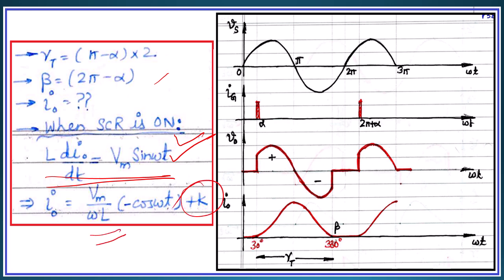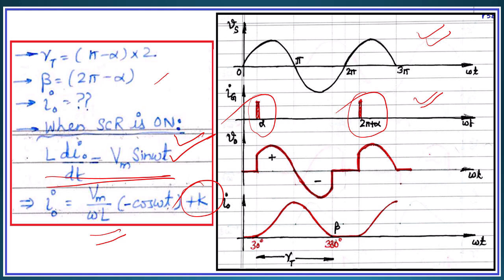We have already discussed the calculation of k in much detail in previous videos. Besides this, the waveform contains 5 different diagrams. Number one is the supply voltage waveform, which is pure sinusoidal. The next one is the gate pulse, which is given periodically, in the first positive half at angle alpha, and then in the next cycle at 2 pi plus alpha. So there is another pulse, in the positive half only, because this is a half wave phase control rectifier.